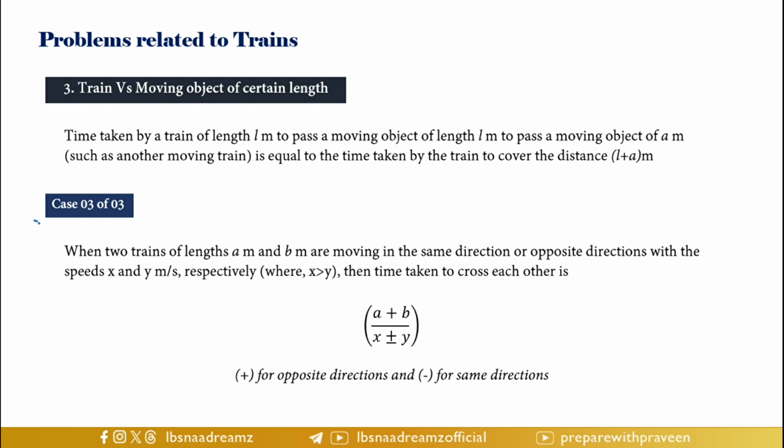In case number 3, two trains of length a meter and b meter are moving in the same direction or opposite direction with speeds x meter per second and y meter per second respectively, where x is greater than y. Then the time taken to cross each other is given by the formula a plus b divided by x plus or minus y. You have to use plus when they are moving in opposite directions, and you have to use minus when they are traveling in the same direction, right? Let us see the example now.